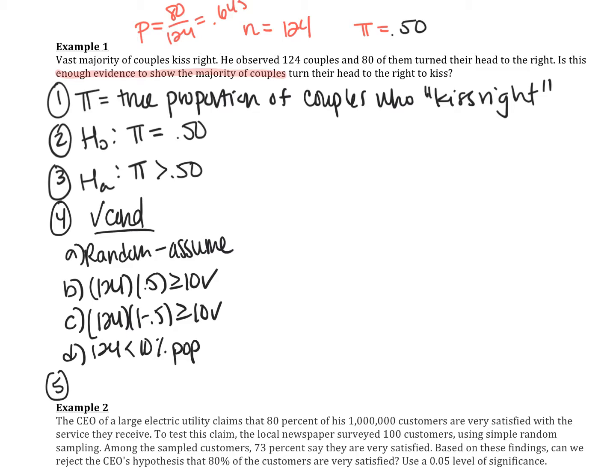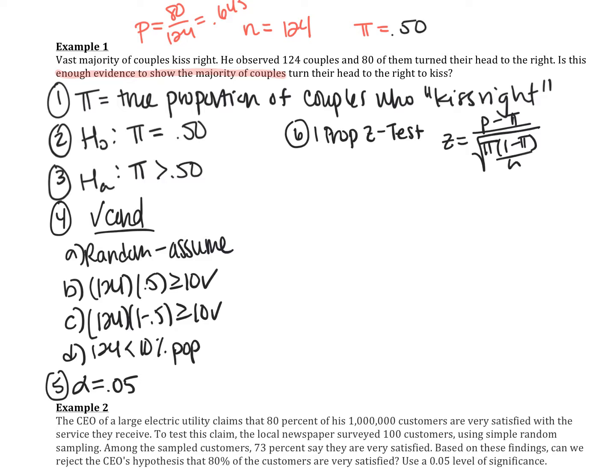Step 5, there seem to be no serious consequences for a type 1 or 2 error in this problem, so when in doubt, alpha equals 0.05. Step 6, we're going to regurgitate our formula. This is a 1 prop z test. This is important because we will have more tests to choose from very soon. And here's my formula. Z is p minus pi over the square root of pi times 1 minus pi over n.